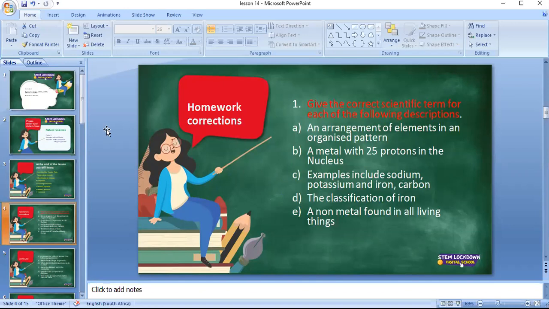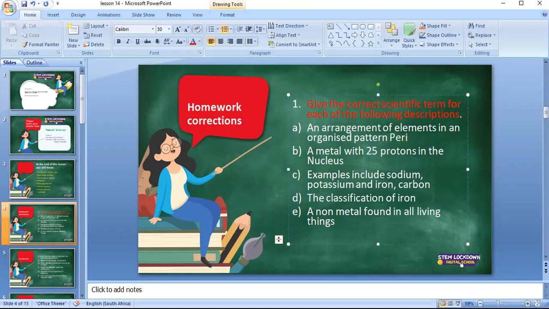Anybody to help with number one of our homework? Unkabetsi, raise the hand. Can I have Unkabetsi's mic open? Hello, Unkabetsi. Morning, sir. How are you? Good. Can we do this part of our homework very fast? An arrangement of elements in an organized pattern, what do we call it? A periodic table.